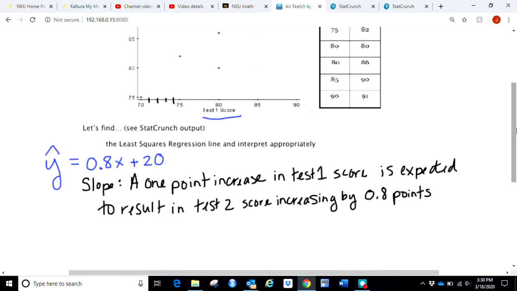When we're looking at this interpretation, we're always going to be talking about X increasing by 1. So notice I didn't have to choose that number. It's always going to be 1. Here it's 1 point because that's what the test scores are measured in. Test 2 scores are also measured in points, but this number comes from the value my slope actually is.